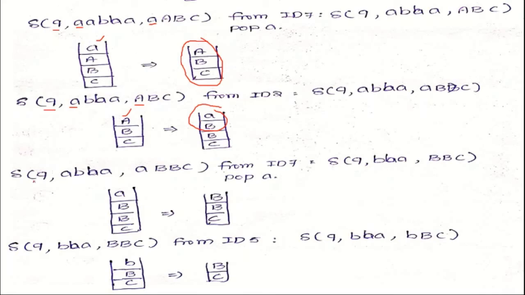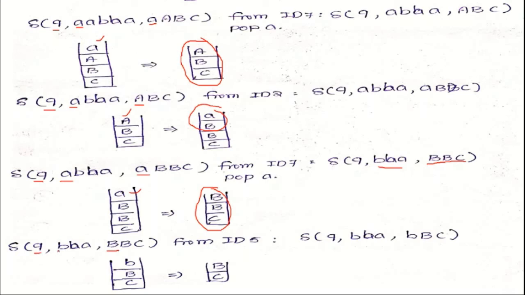Next, the current state is Q, the top of the stack is A, and the input is also A. From ID7 we perform the pop operation. After performing the pop operation, the remaining input is BBA, and the remaining stack contains BBC. So that means the top of the stack A will be popped from the stack, remaining is BBC.